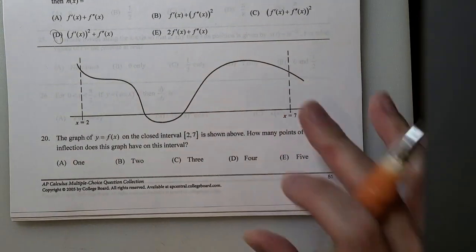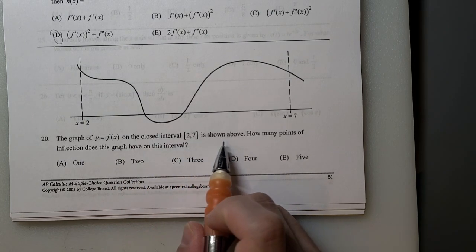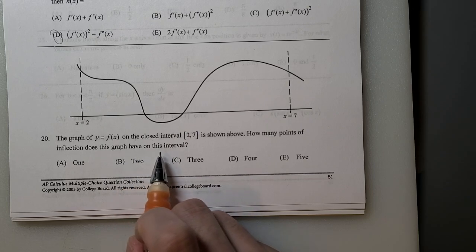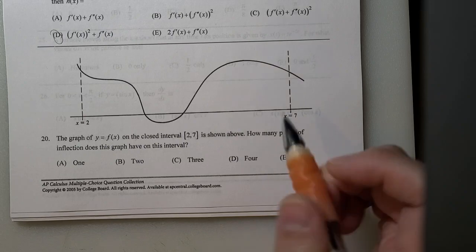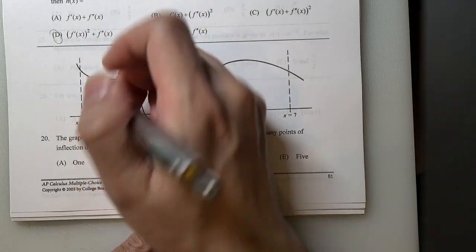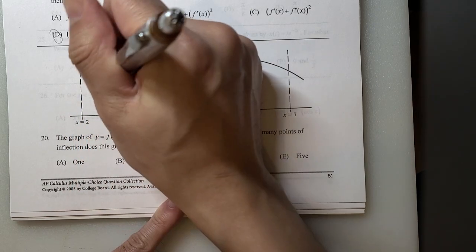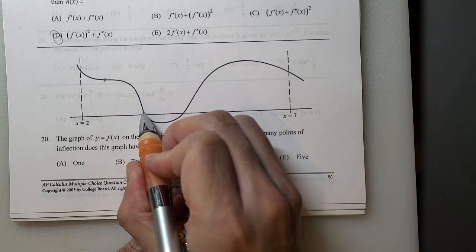Graph of y equals f of x on a closed interval 2 to 7 is shown above. How many points of inflection does this graph have on this interval? This is f. Let's find where it changes concavity. So here it's concave up. Then there's probably some point over here, let's mark it. Then it becomes concave down over here.